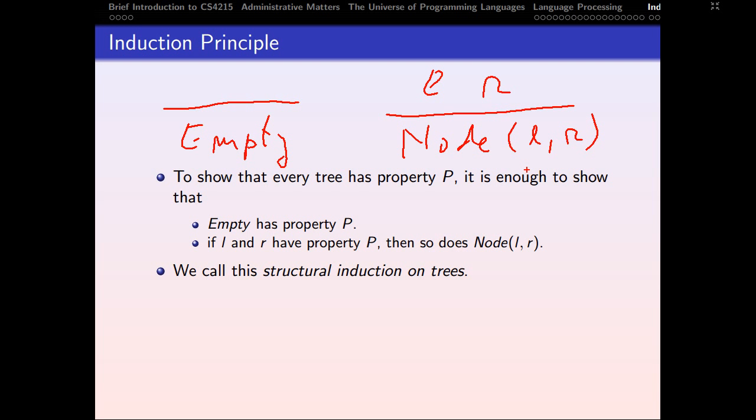So what are we going to do? We're going to put a P in front of empty. We're going to put a P in front of L, a P in front of R, and a P in front of node LR, right? And we're going to say if P of empty is true, and if it is also the case that P of L and P of R imply P of node of LR, then P holds for all trees. Okay? And we derive the induction principle for trees.